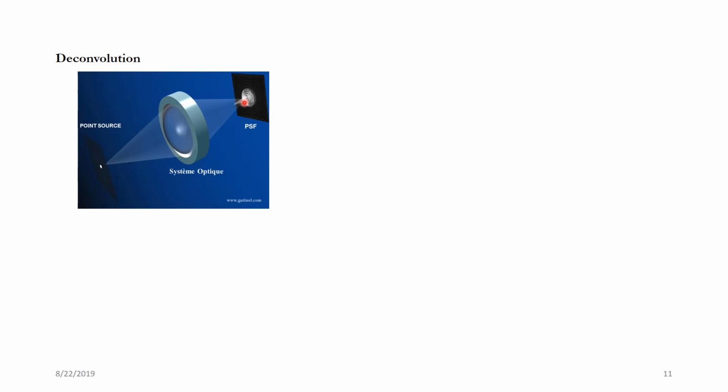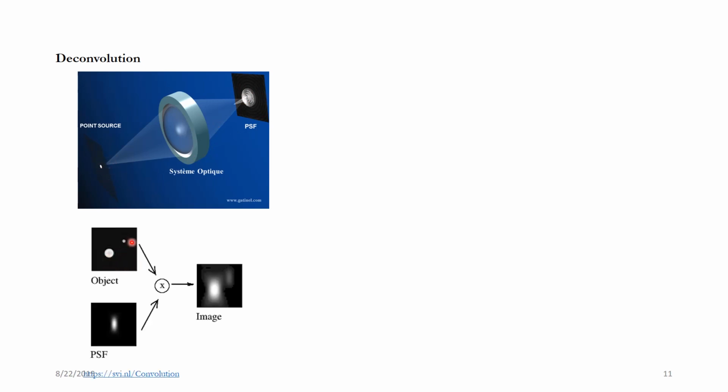And how does it affect our image? As you can see, this spot has been converted into this weird shape. So if we have a lot of spots like this in the image, they all will be convolved with the point spread function to form an image like this.